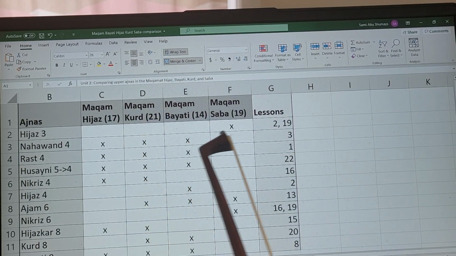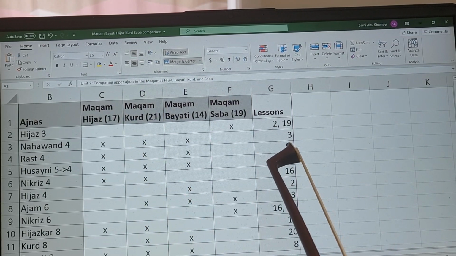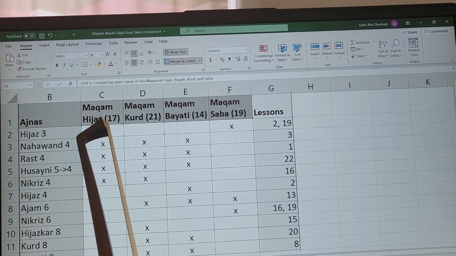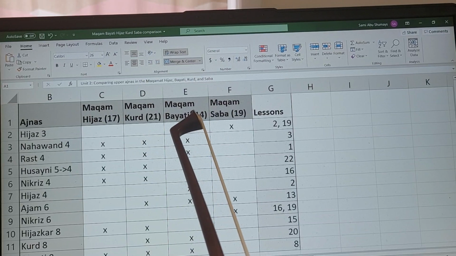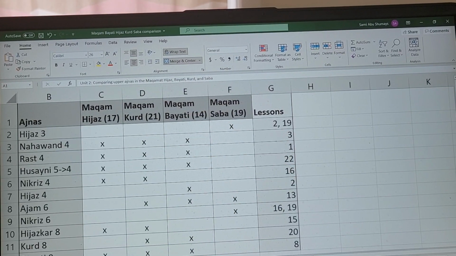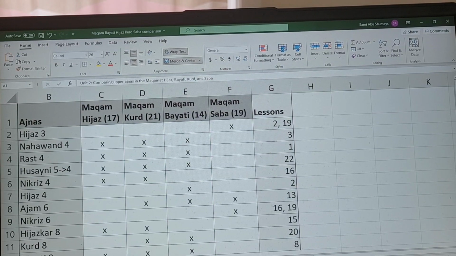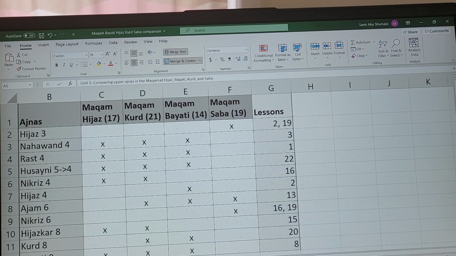Jins Nahawand, you can go to lesson number 3. And if you want to review it in the context of these maqamat, you can go to see lesson 17, lesson 21, or lesson 14, where you will see that Nahawand occurs in those 3 maqamat. Doesn't occur in Maqam Saba, Nahawand on 4 at least. So let's go to the next one.